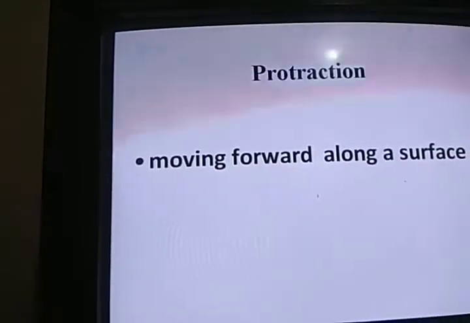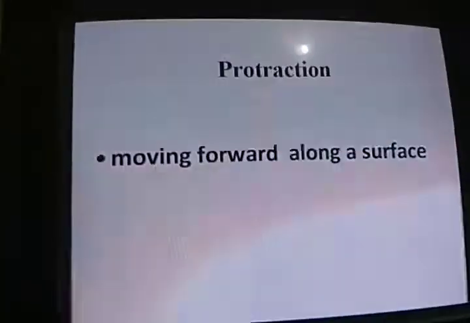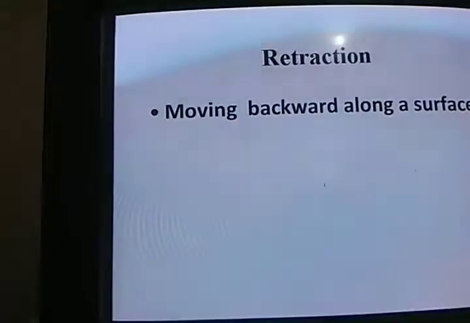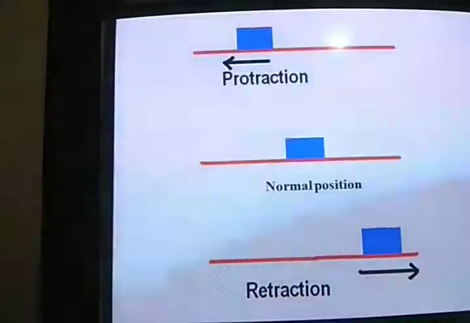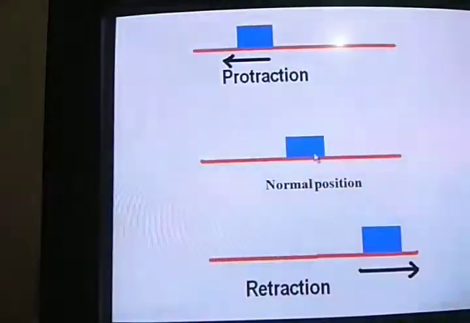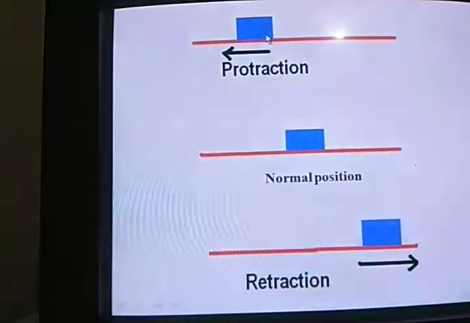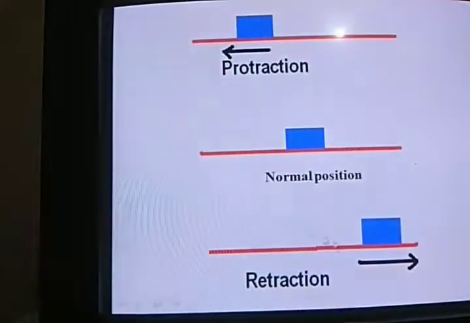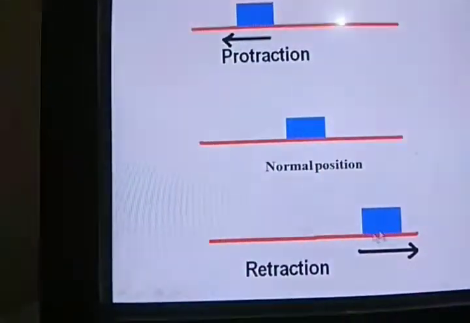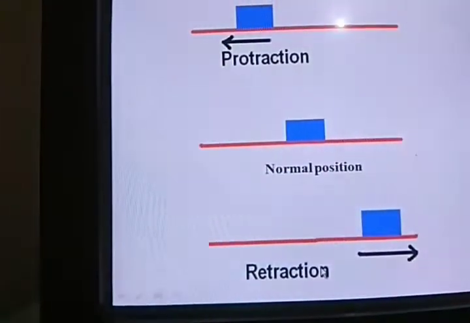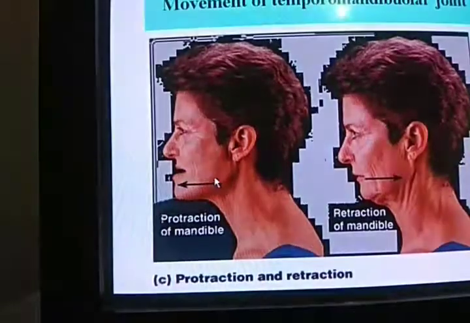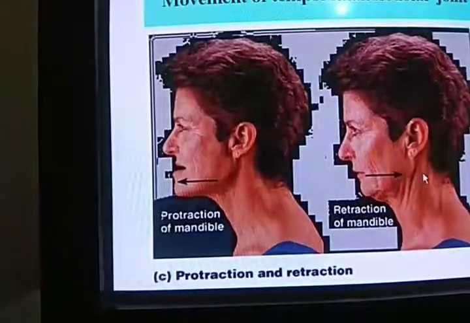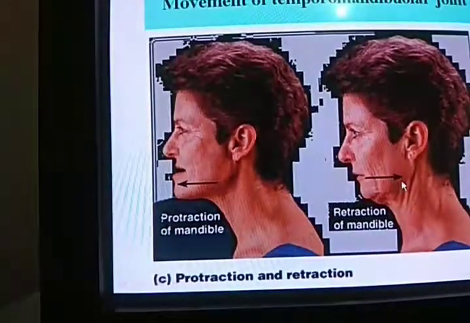Another special type of movement: protraction is moving forward along a surface, and retraction is moving backward along a surface. This is the neutral position. From this neutral position, when something is moved forward, this is known as protraction. From this neutral position, when something is moved backward, this is known as retraction. So here with the mandible, when the mandible moves forward, this is protraction. When the mandible moves backward, this is known as retraction.